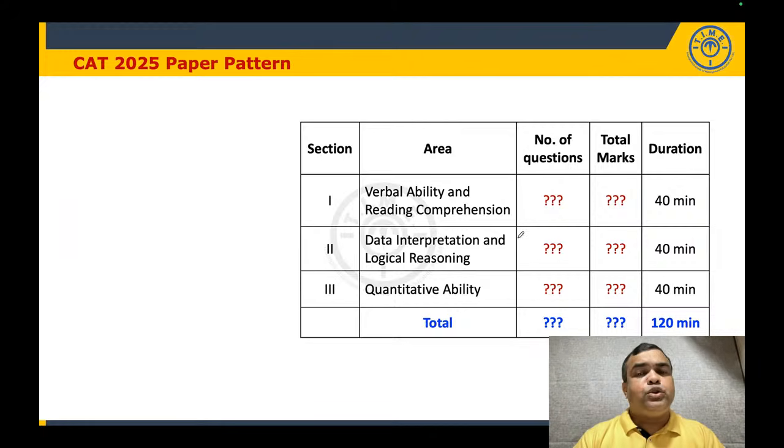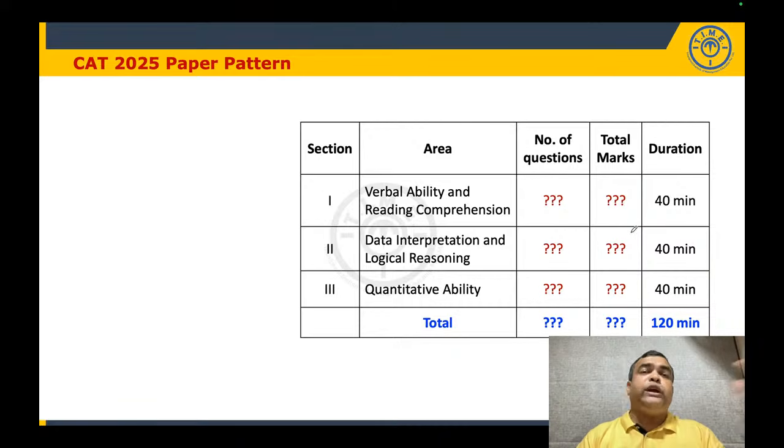Just understand one thing. Though we are predicting, for many years CAT has more or less asked the same number of questions. Just last year there was a small change. So everybody is expecting more or less the same paper pattern. But if you look at the CAT notification properly, they haven't mentioned the number of questions anywhere. They are just talking about the total number of minutes, and 40 minutes for each section. They have definitely mentioned the 3 sections, but not the number of questions or total marks.